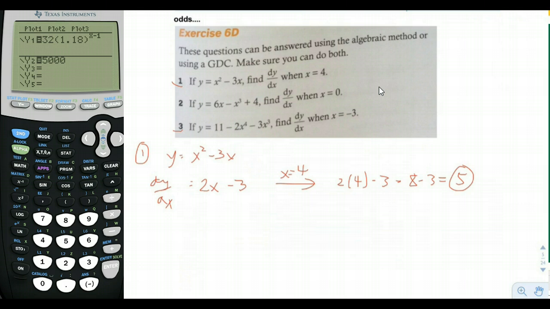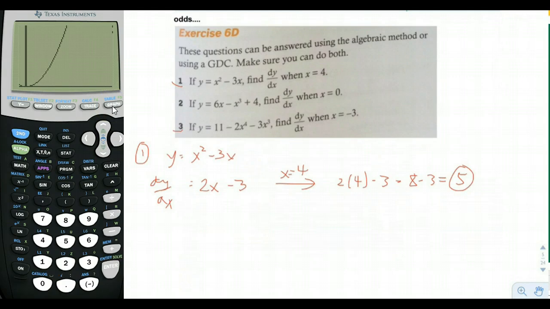Now, the calculator can do this also. So let's show how we do that on the calculator. I'm going to clear out the things on my calculator here, and then I'm going to put the function in here. I'm going to put x squared minus 3x. Be careful that you put in the original function and not the derivative function. The whole point of the calculator is for it to find the derivative. So x squared minus 3x, right? Okay, there it is. It's in the calculator.